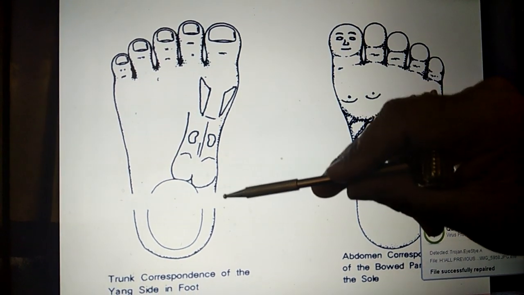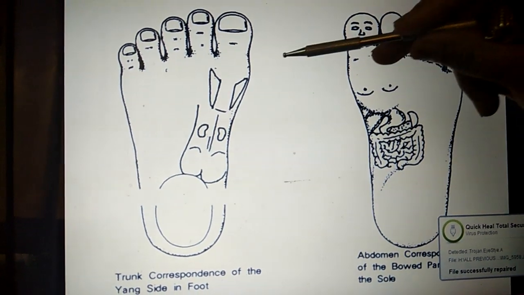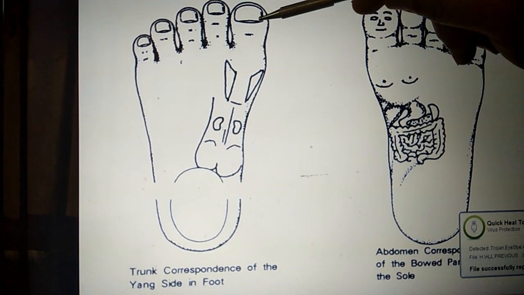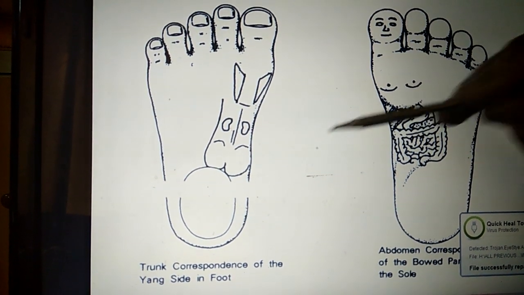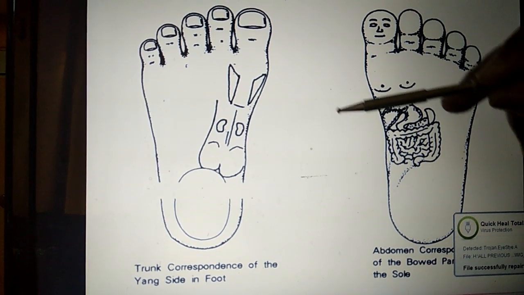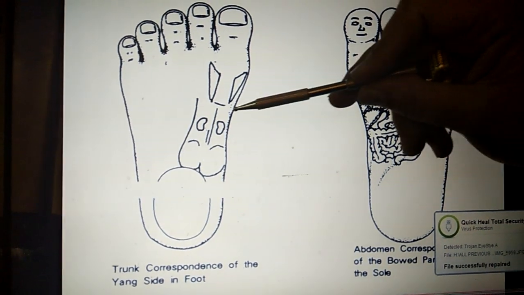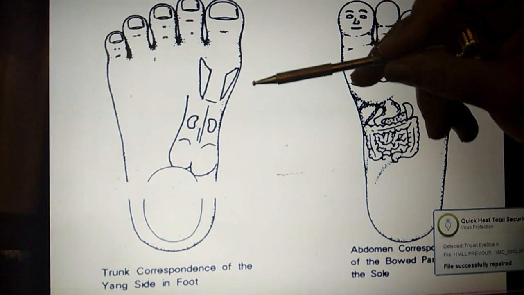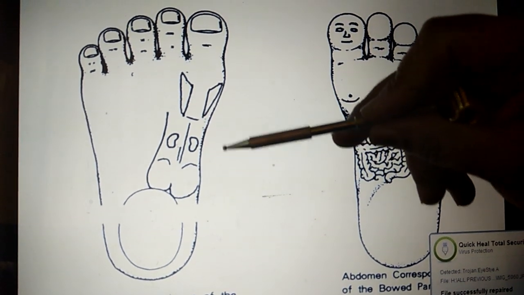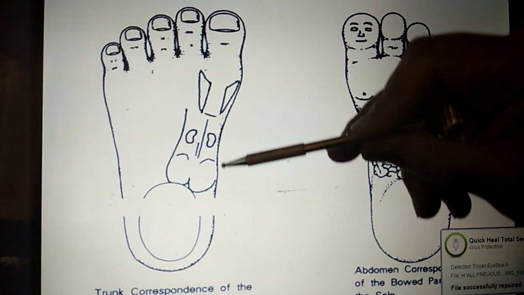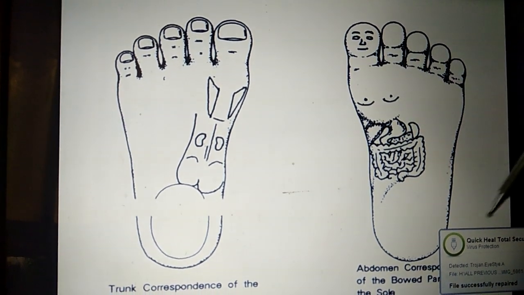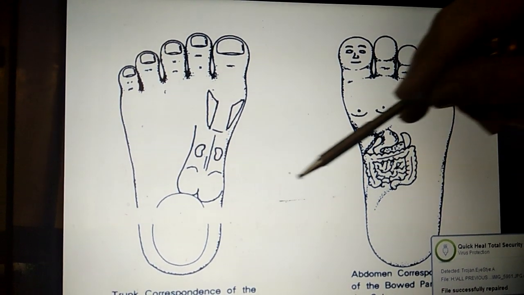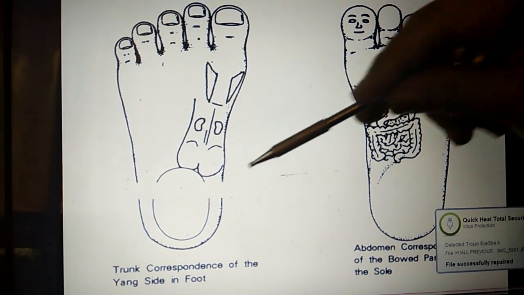So in these systems, the big toe corresponds to the head, neck. The area of the first metatarsal bones corresponds to the thoracic cavity, and the fornix of the feet to the lower part of the trunk. Now the systems lie both on the yin and on the yang surface of the feet.